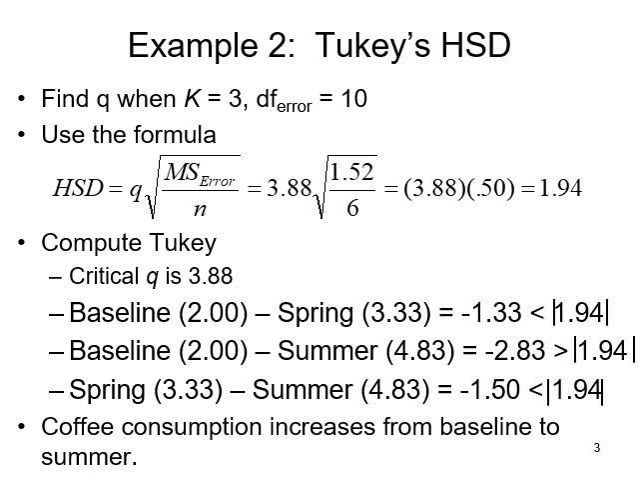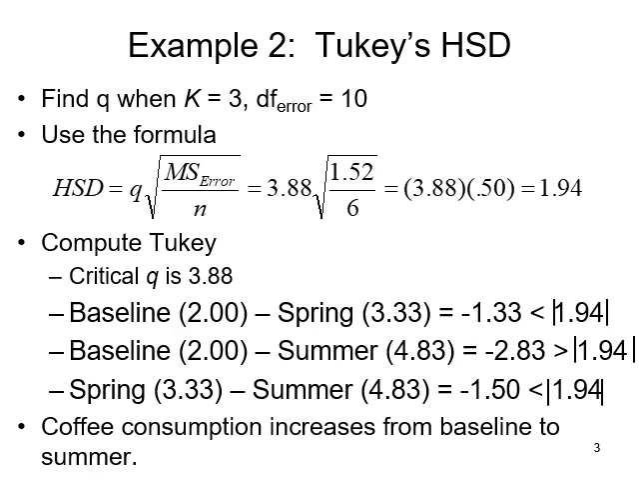So we have the Q of 3.88, we had our mean squares of error of 1.52, and we have our small n of 6. So we're simply going to run through that equation and find out that our HSD is 1.94. So if we look at the means of the sample we've been looking at, from baseline to spring, the baseline score was 2.0, the spring score is 3.13. That's a difference of 1.33, which is a smaller difference than the 1.94 we have to find for us to claim significance. There is no significant difference in coffee consumption between baseline and spring.